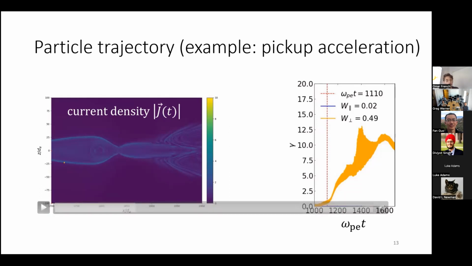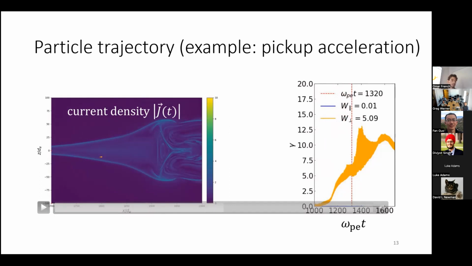You can see this red dashed line is the instantaneous moment in time, and the work done to it by perpendicular electric fields proceeds to increase, so there's a sharp increase right here. In fact, for this simulation, the injection energy may be somewhere around 8 or so. So this particle we would consider to be injected by this mechanism, pickup acceleration. Since this is a pickup process, it just crosses the separatrix somewhere and never went through the diffusion region through the X point, and got picked up by the outflow.